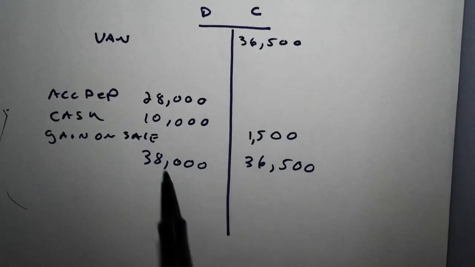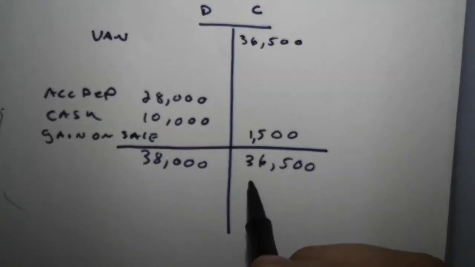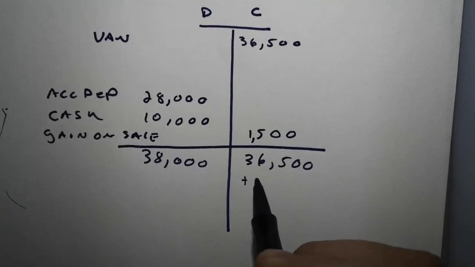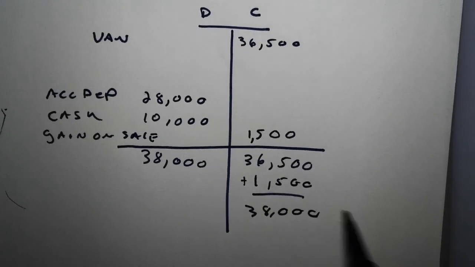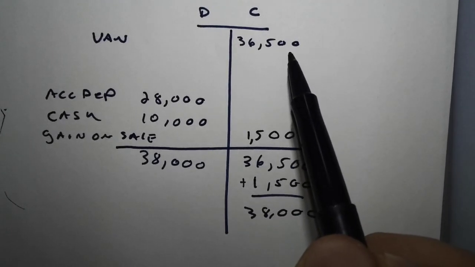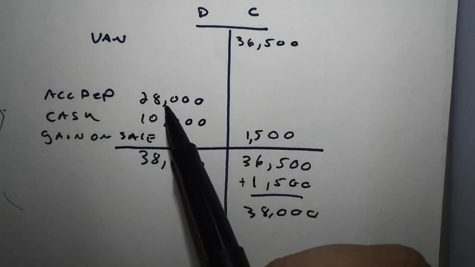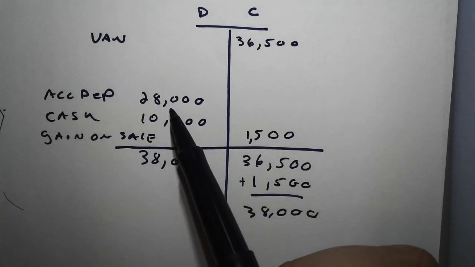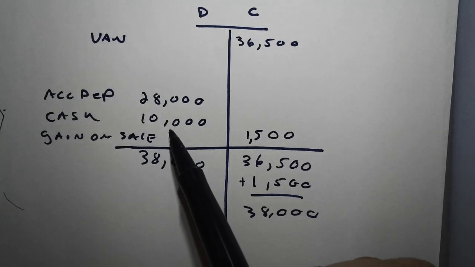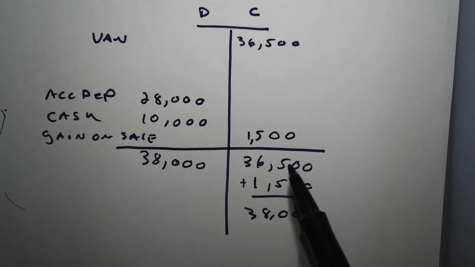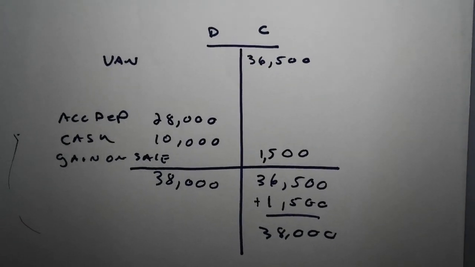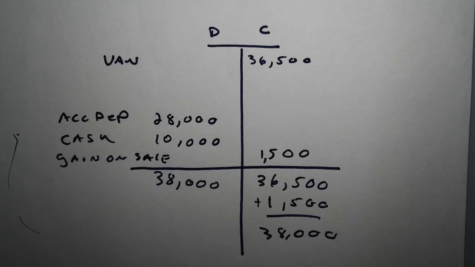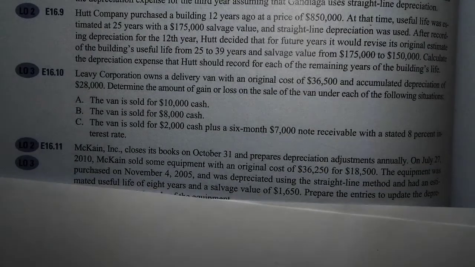Okay, so the entire transaction would look like this. We would have the credit to the van for $36,500. We would have the debit to accumulated depreciation for $28,000. We'd have the cash debit for $10,000, and we'd have the gain on sale for $1,500. And that would take care of situation A for exercise 16-10.